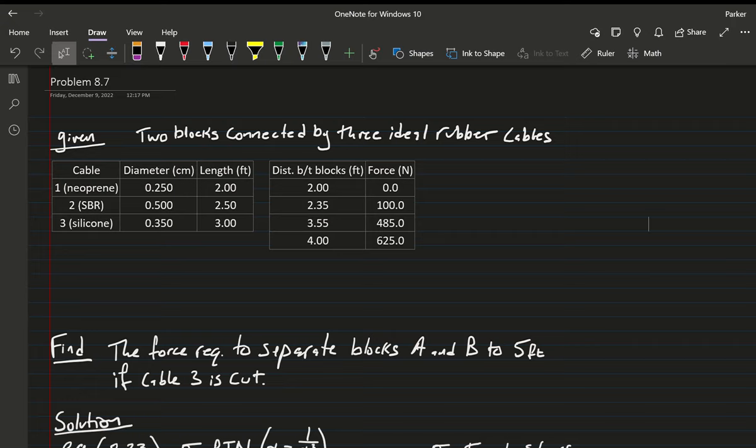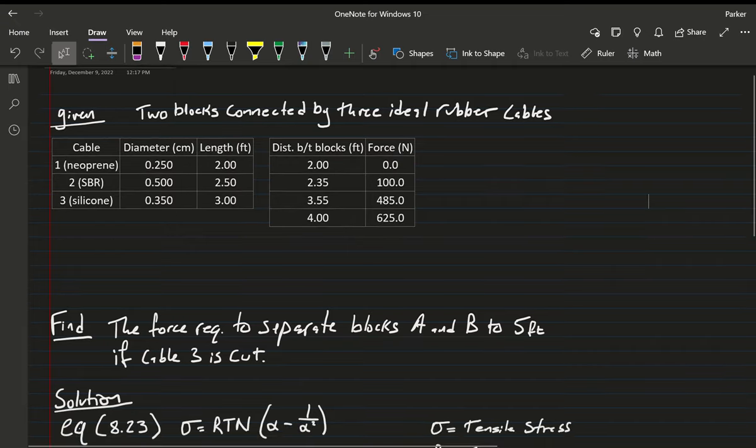Hi, I'm Parker Harstead, and I'll be doing problem 8.7 in the book. So first off, we're given two tables here of 3 different cables of different types of polymers. You can pause to read these as you need.